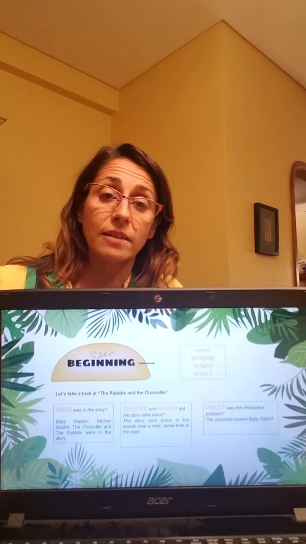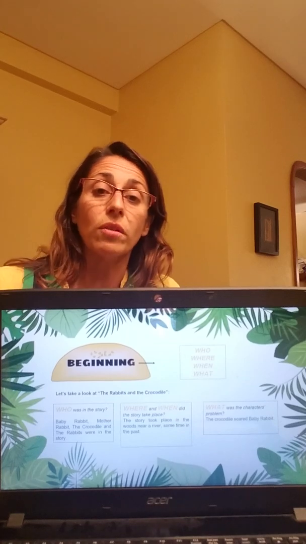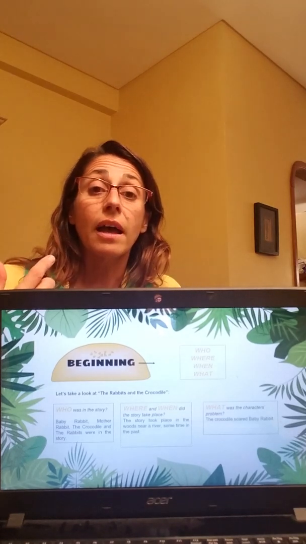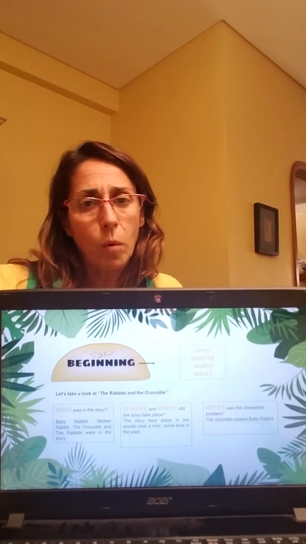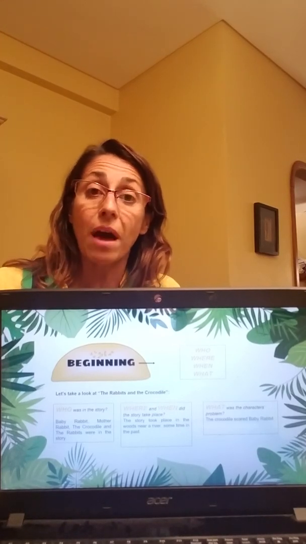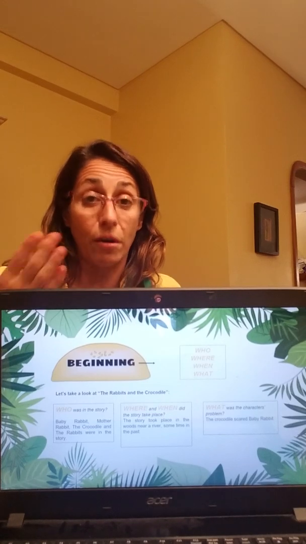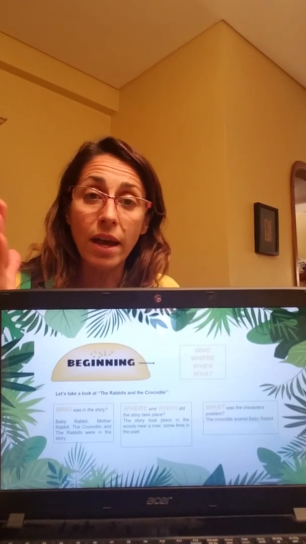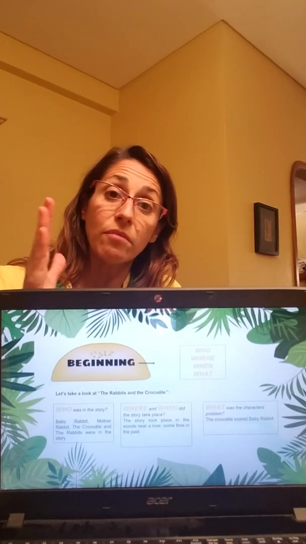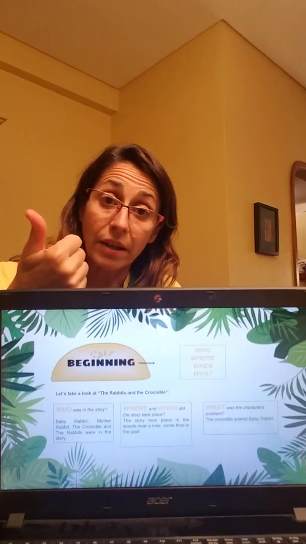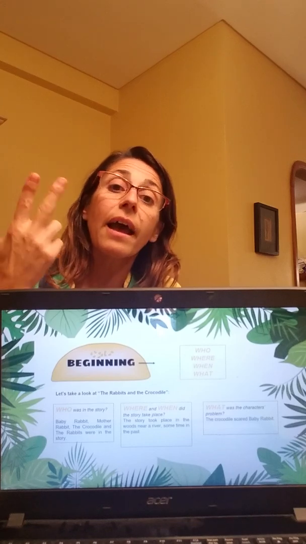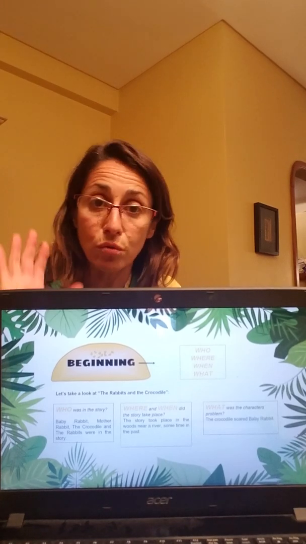Where and when does the story take place? Well, the story takes place in the woods near a river, and when, in the past, at a certain moment in the past. And what is the problem? Well, the problem is that baby rabbit is scared because the crocodile scared him away. Okay, so it is important for you to remember that at the beginning of every story, we know the characters, the setting, it means where and when the story takes place, and the problem. The problem is introduced. Okay.